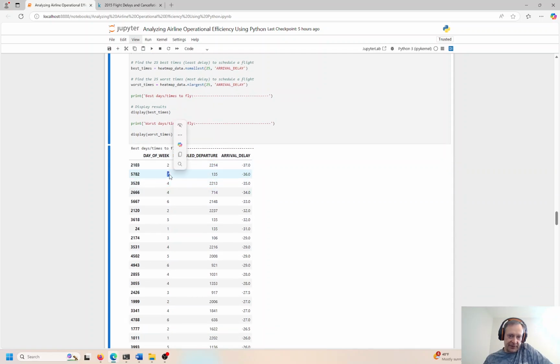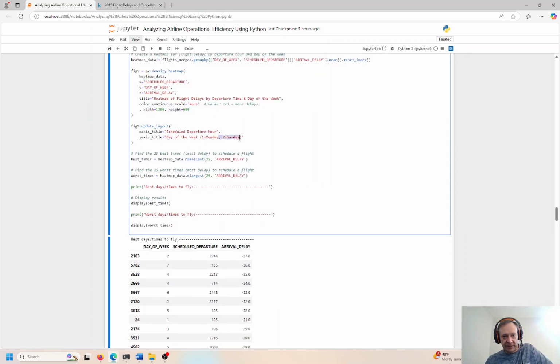Another good time to fly is Sunday, right? 7 is Sunday. You can see that over here. 7 is Sunday, 1 is Monday, and that is 1:35 a.m. Okay, so that makes sense. If you're on the plane at 1 a.m. in the morning, you're going to get to your destination quicker.